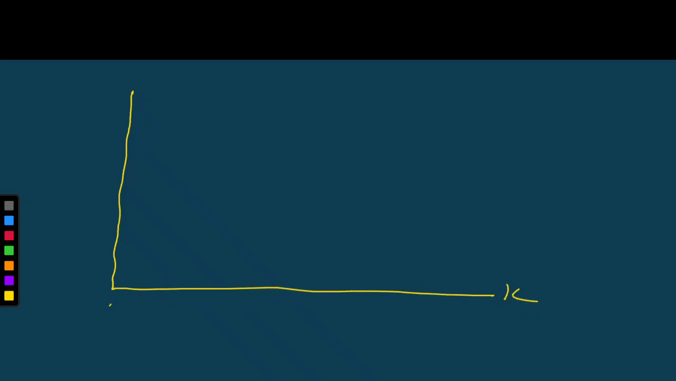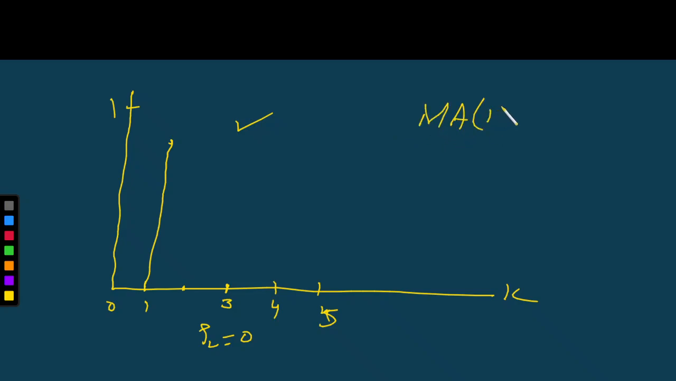It means if you have an MA process, its ACF at lag 0 will be 1 obviously. At lag 1, it will have some nonzero value. But at lag 2, what is rho 2? Rho 2 is 0 for a moving average process. At lag 3, it's 0. At lag 4, it's 0. At lag 5, it's 0. So if you have an ACF like this, you will think of an MA1 model.